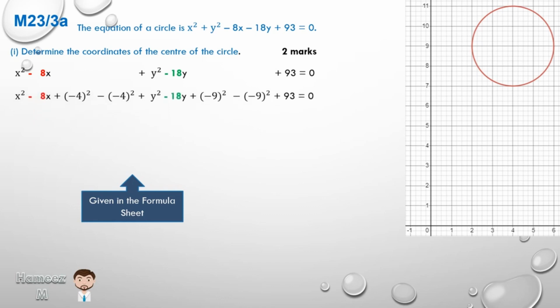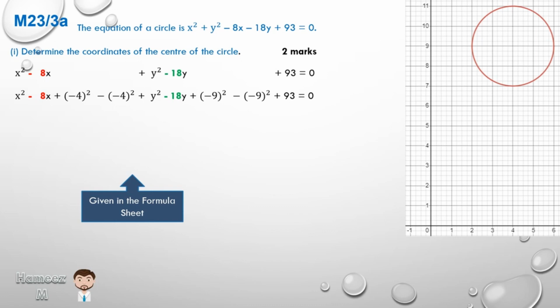So x squared minus 8x, the term we have in red, half of it will be minus 4. So we can add minus 4 squared and take away minus 4 squared. So if we're adding and taking away the same term, then the total will be 0 for that part. So we're not actually changing the value of the equation.